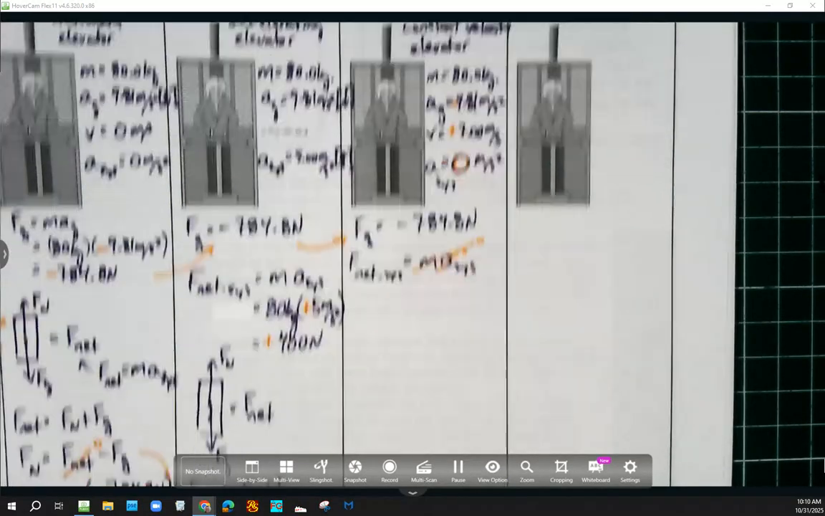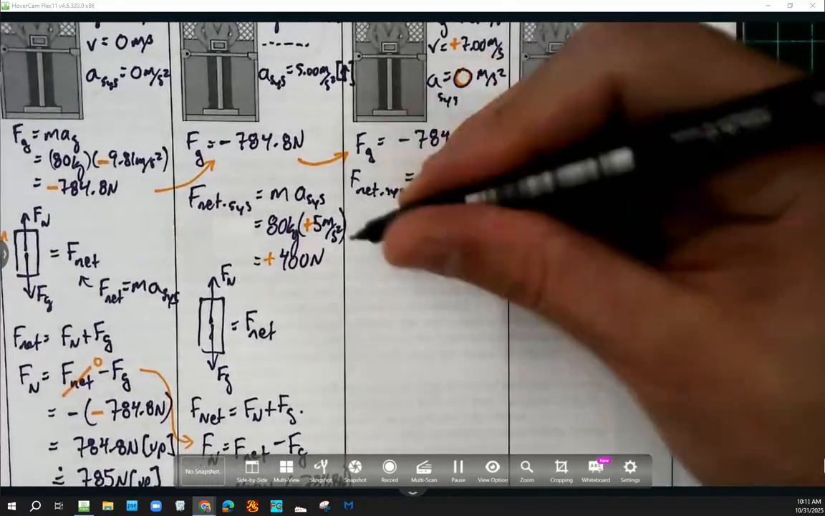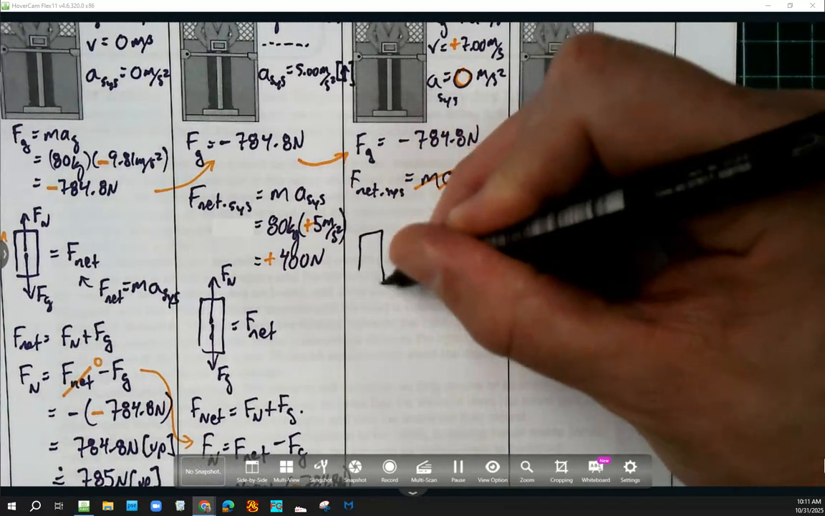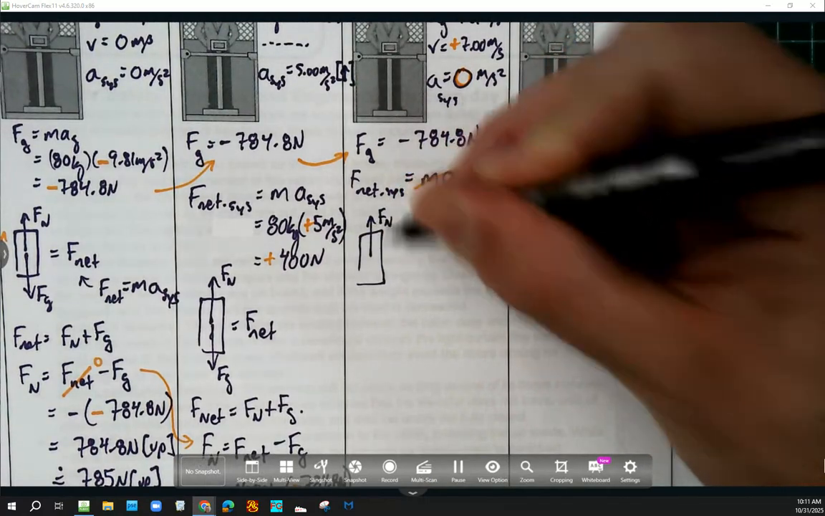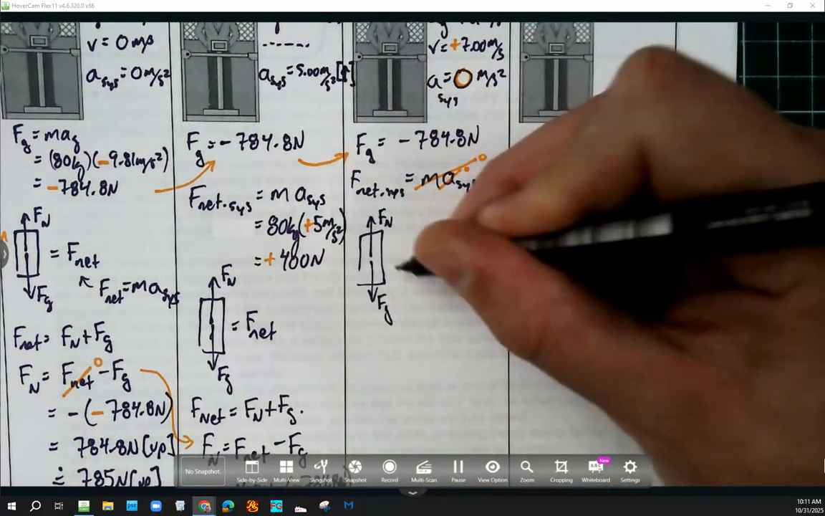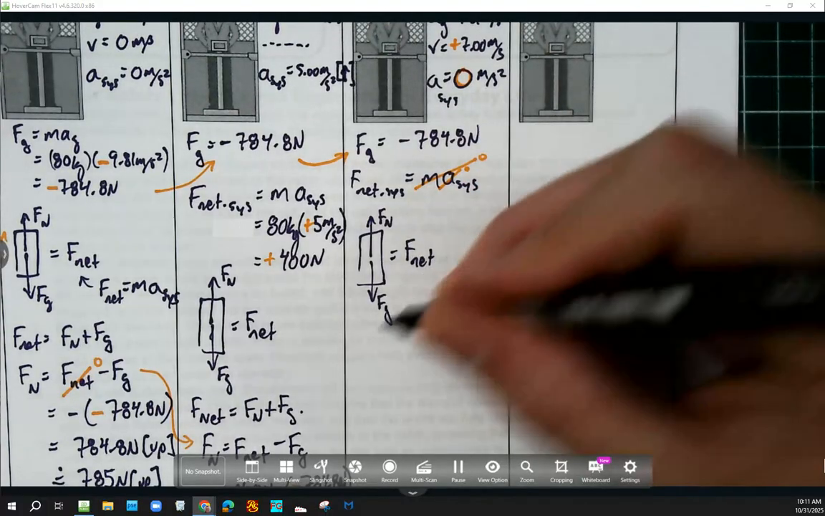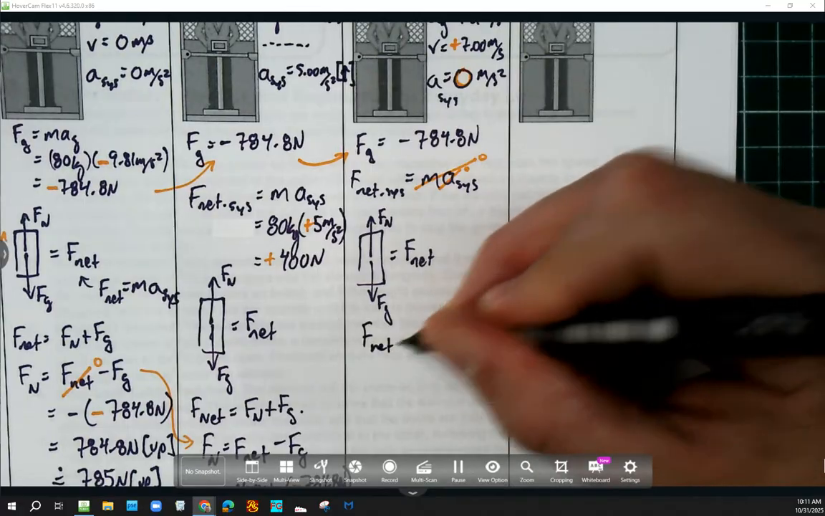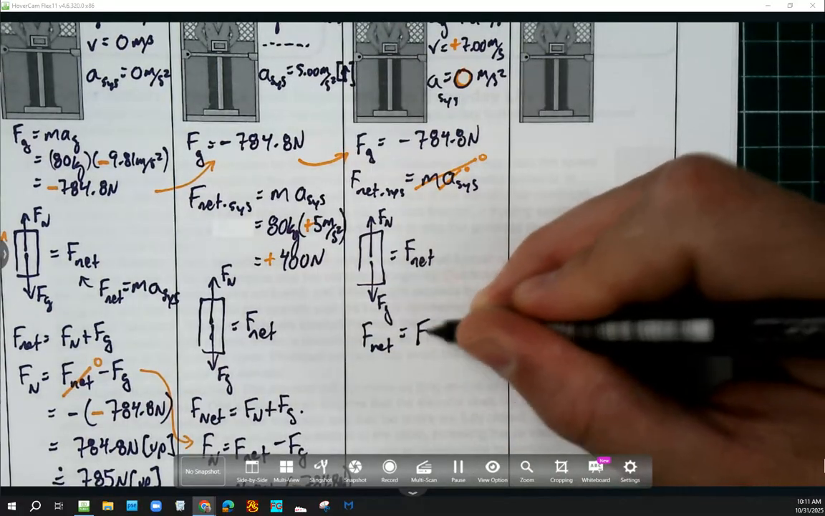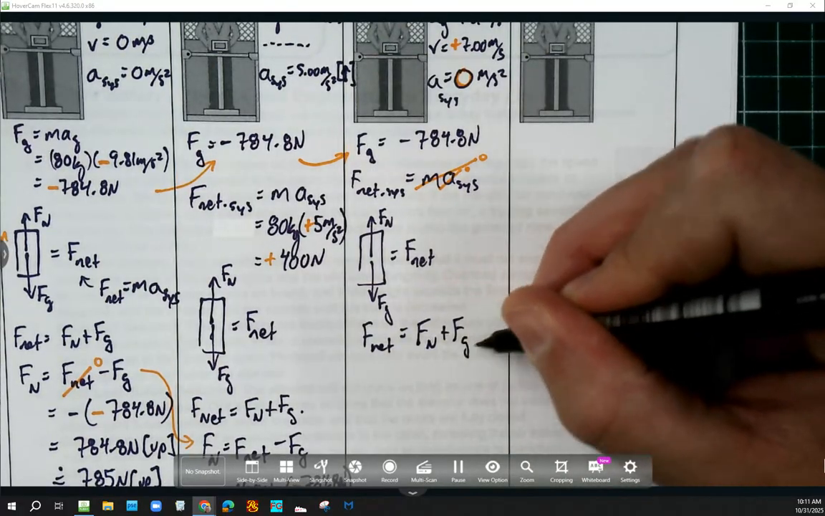And the reason I bring that up is because we're going to have a free body diagram, just like we've had before, where there's a normal force on Einstein, and a force due to gravity on Einstein, equal to the F net. That generates an equation for us. F net is equal to F normal plus F g. I get F normal all by itself.